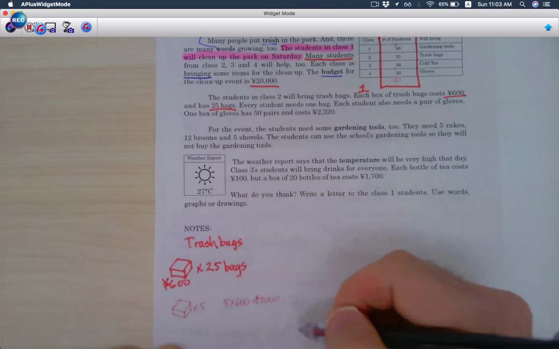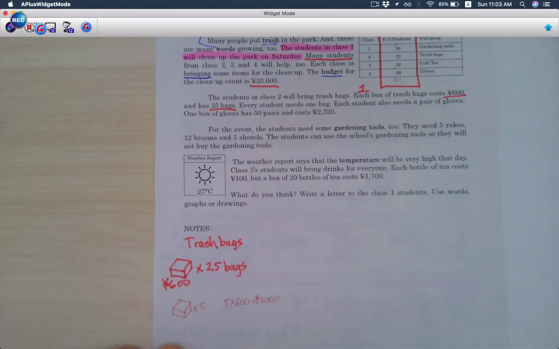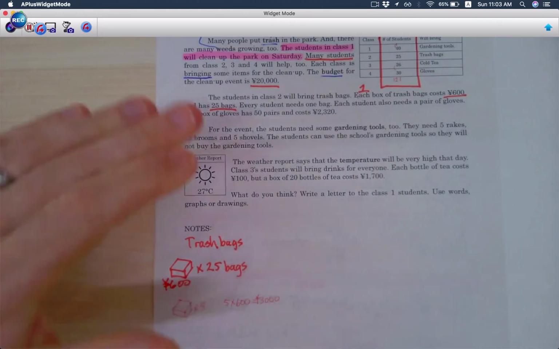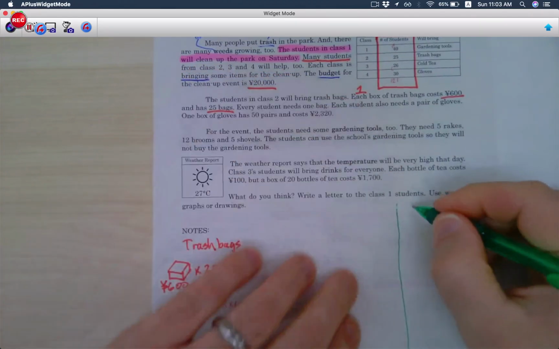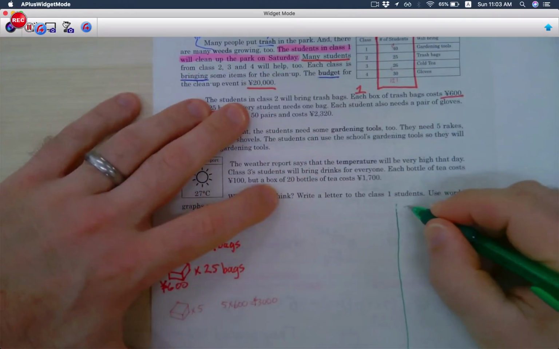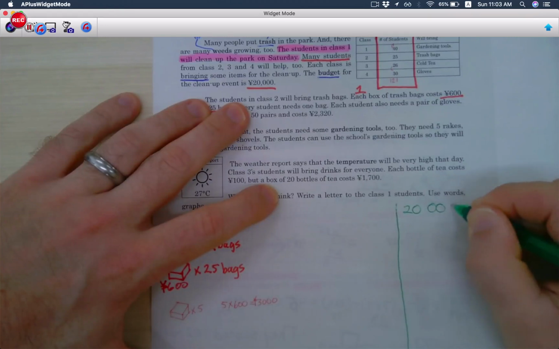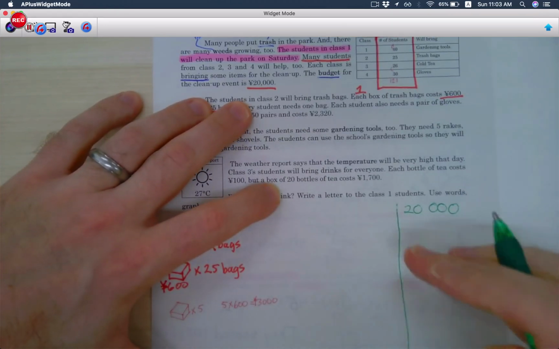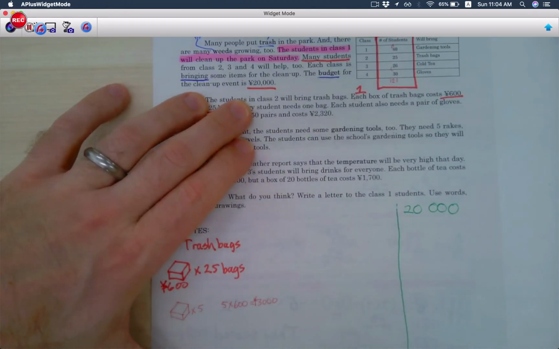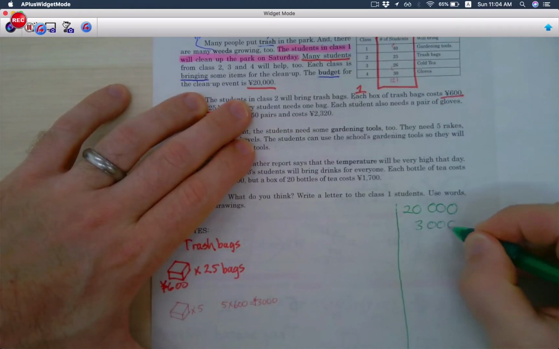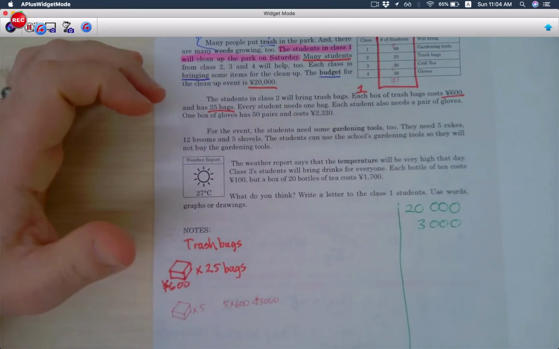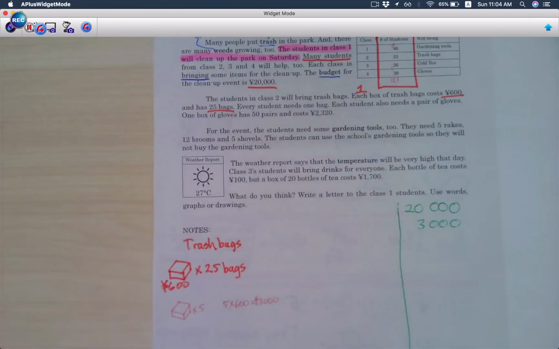So I've already got some information here, and I decided that I'm going to make a box over here, and I'm going to start with 20,000 yen, and I'll kind of keep a running budget over here. So already I have to subtract 3,000 yen from the budget. Let's keep going.